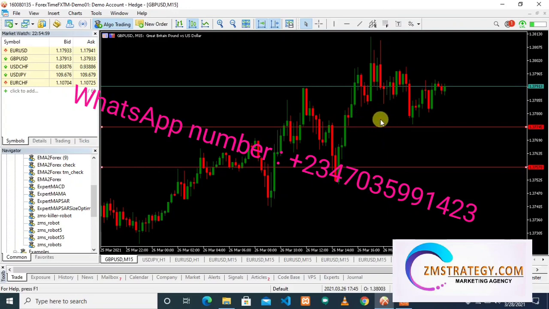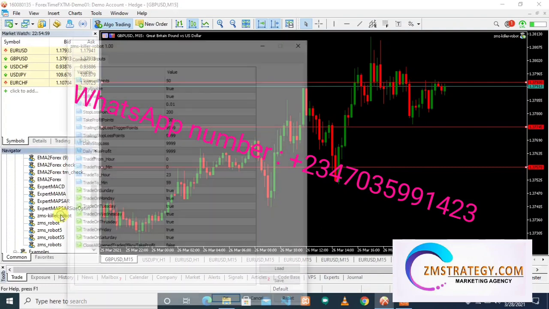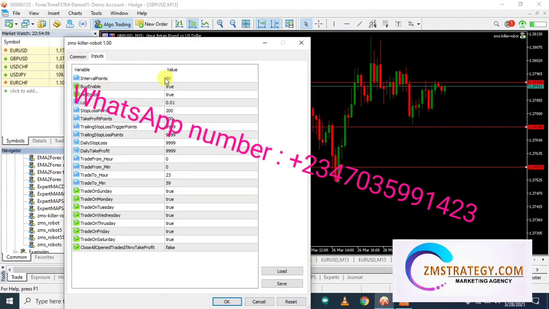So the robot is going to take another buy trade, and if the recent buy trade moves another 5 pips up, the robot is still going to take another buy trade as well. That is the essence of this interval point of 50.